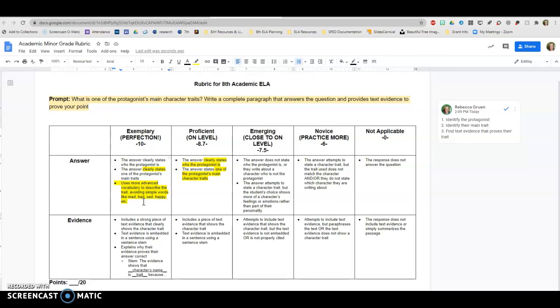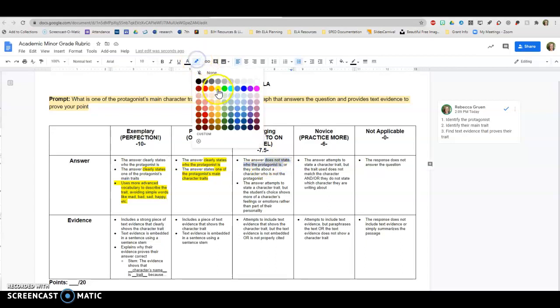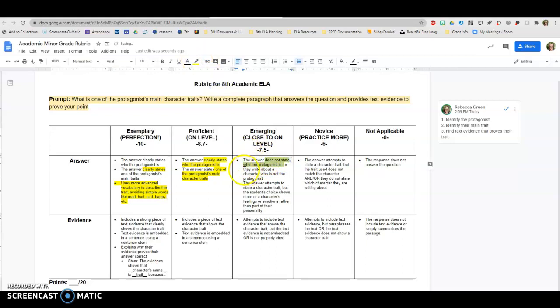But how could I lose points? If I'm going down to how I can lose points, let's see what's different between proficient and emerging. So in emerging, I either don't state who the protagonist is, which is no good, or I write about a character who is not the protagonist. So that means I really have to make sure I'm writing about the protagonist, because if I write about any other character, I'm automatically knocked down here, and I don't want that.